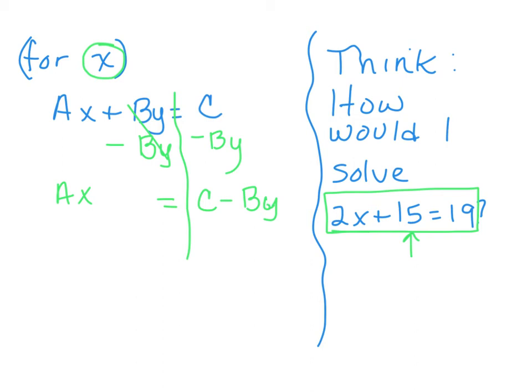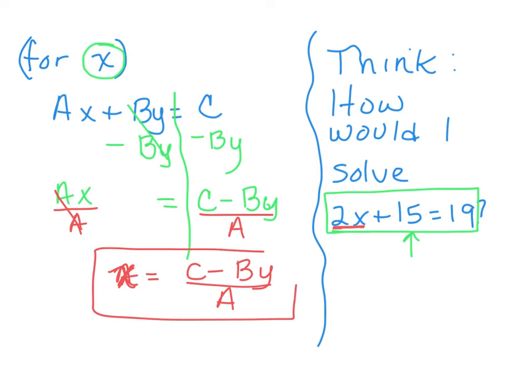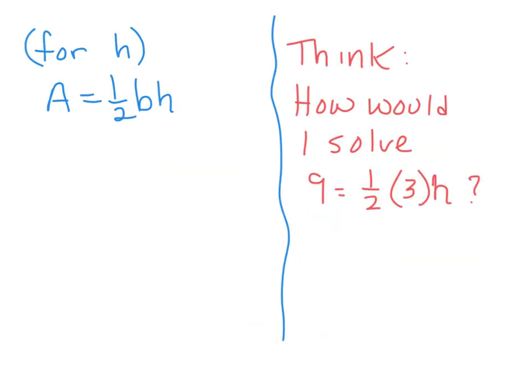Then the next step would be, over here, once I subtracted that 15, I'd divide by the 2. Well, to get the x by itself, I'm going to divide everything by that a. X equals, sorry, it's been a long day at school, c minus by all over a. And there's my answer, x equals that thing. These take some practice. They're not that hard once you get the hang of them, but they're weird to get used to. I'll do 2 more.